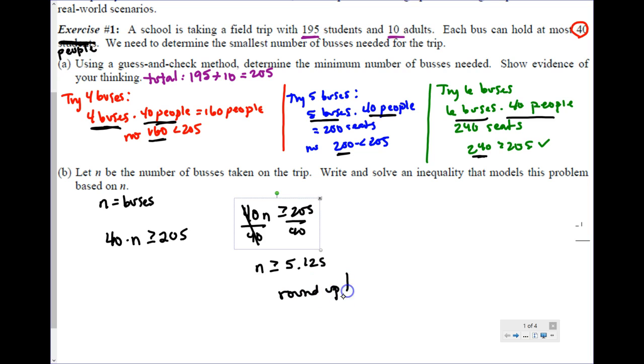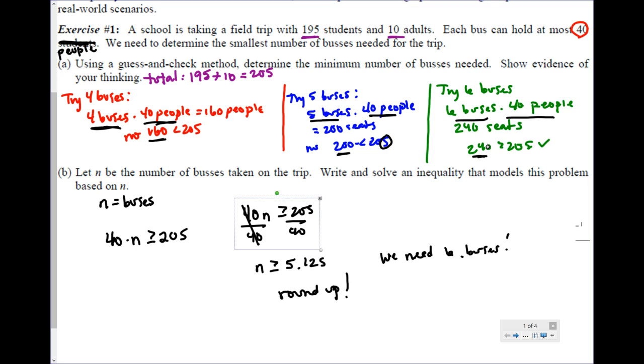Why are we rounding up here instead of down? Well, because we can't have 0.125 buses. You can't have like a section of a bus and it still work. So we can't order 5 buses because look what happens when we're 5. We're missing 5 people. But if we order 6 buses, we need 6 buses. Yeah, we'll have leftover seats. We're going to have like 35 leftover seats, but we'll have enough for everyone to get on.